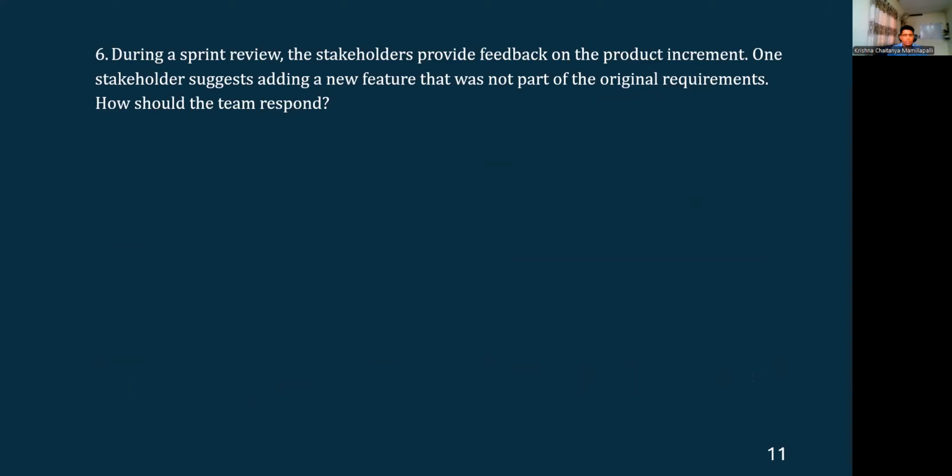Again, a situation-based question. We'll read the last line first. How should the team respond? Here, the question is being asked about the team's response in this particular scenario. Okay, let's start with the question. During a sprint review, the stakeholders provide feedback on the product increment. One stakeholder suggests adding a new feature that was not part of the original requirements. How should the team respond? Okay, so now let's look at the options.